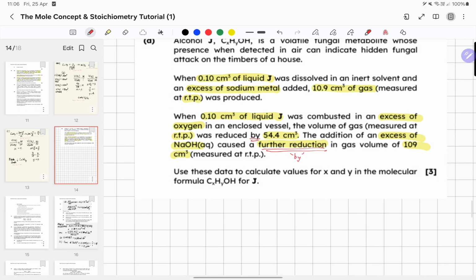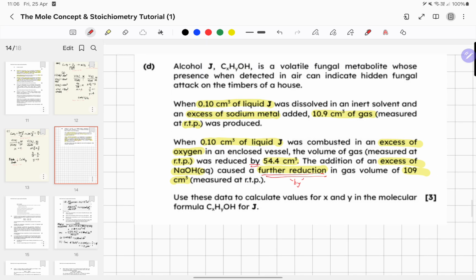We first go through the normal approach. What is the balanced equation? Notice there are two different reactions occurring over here, reaction 1 and reaction 2. For reaction 1, you see liquid J, CxHyOH, is reacted with excess sodium metal. Sodium metal will be Na solid, and then a gas is produced.